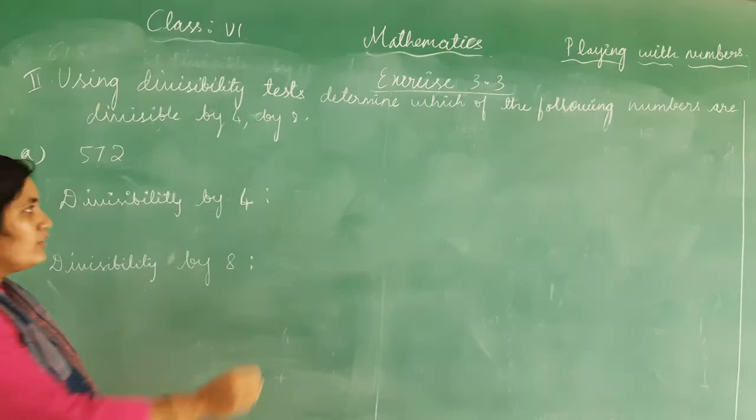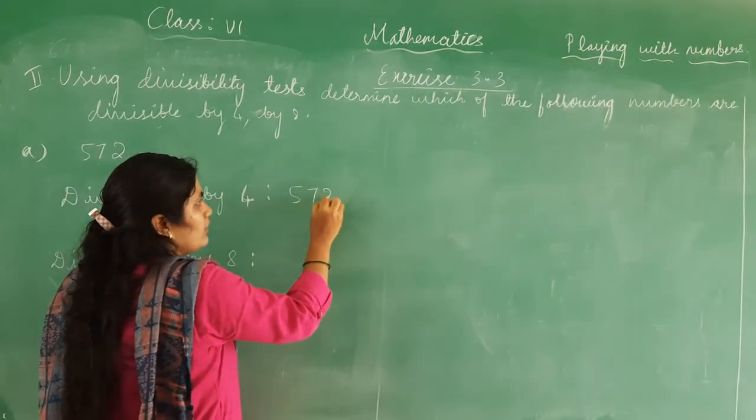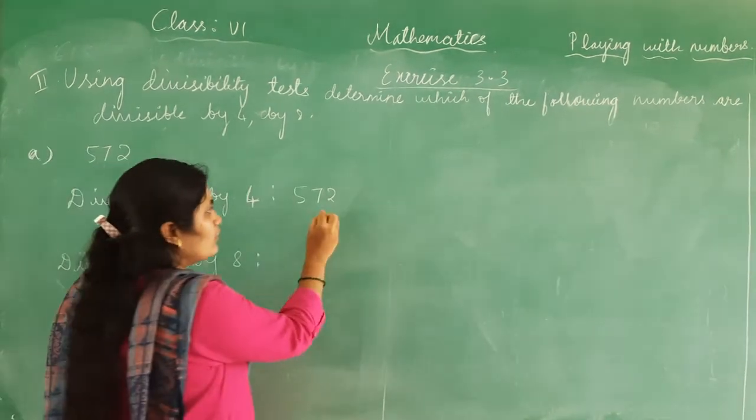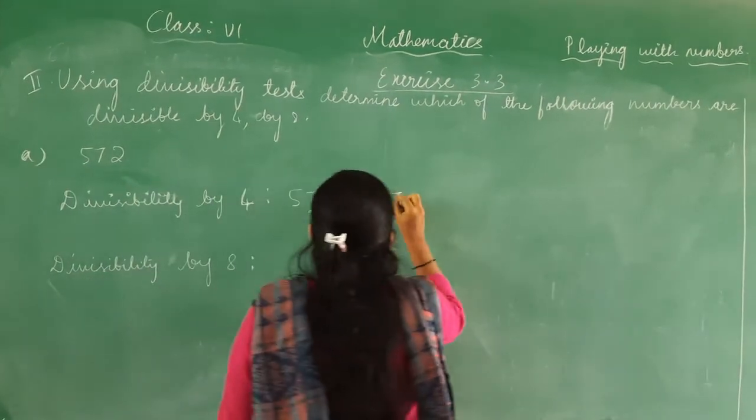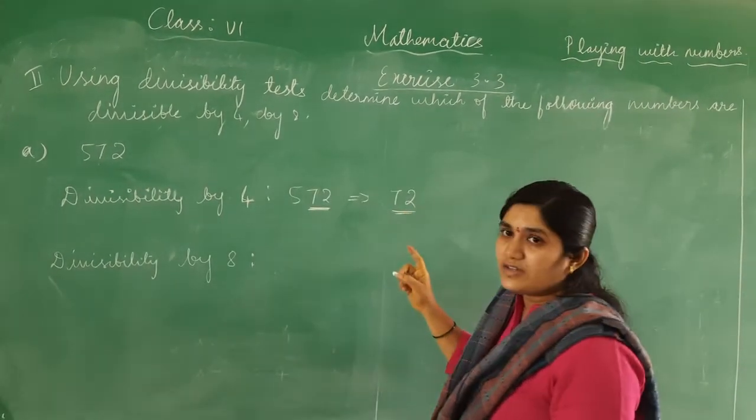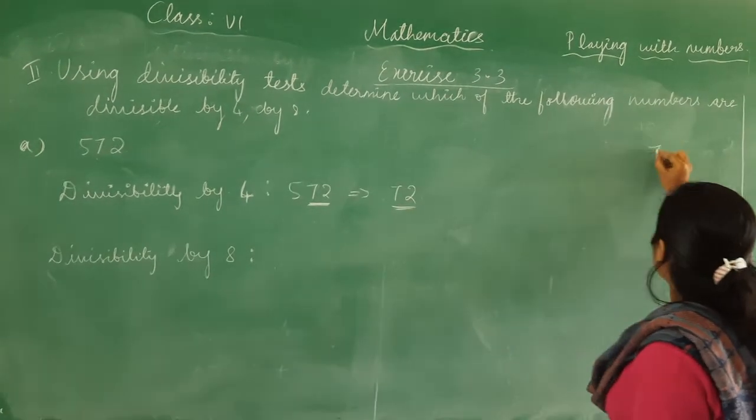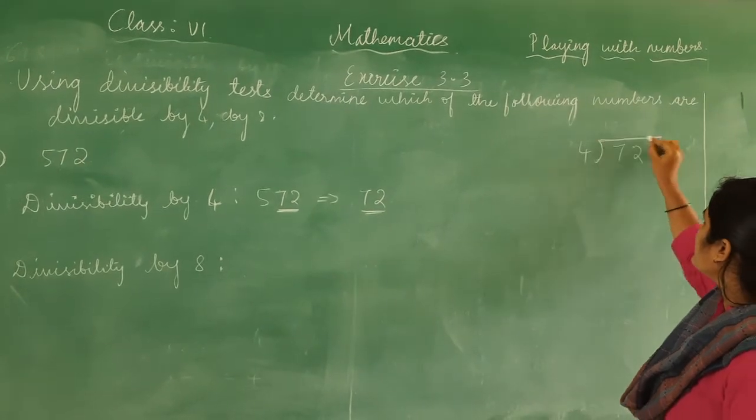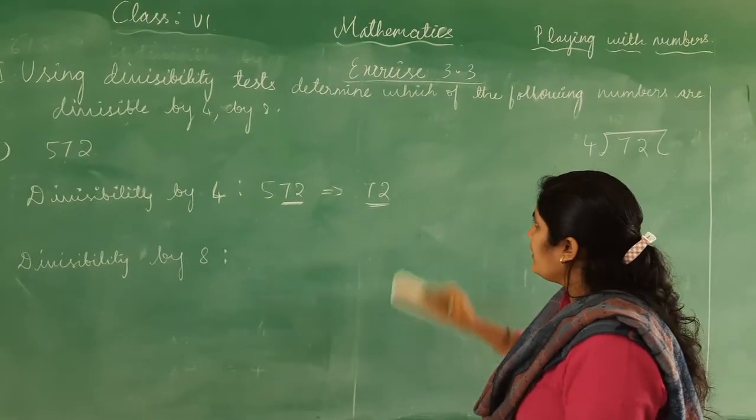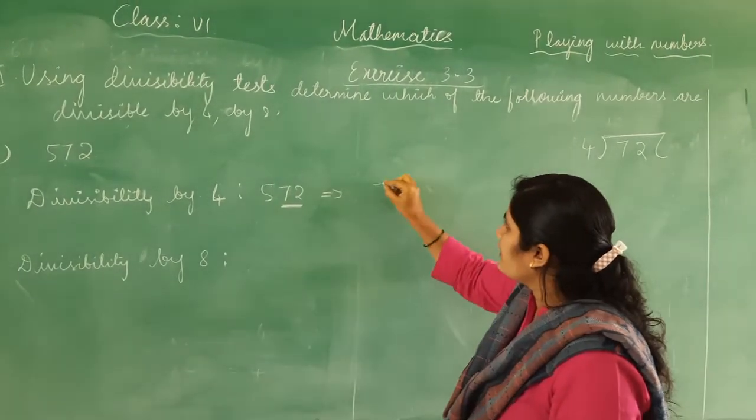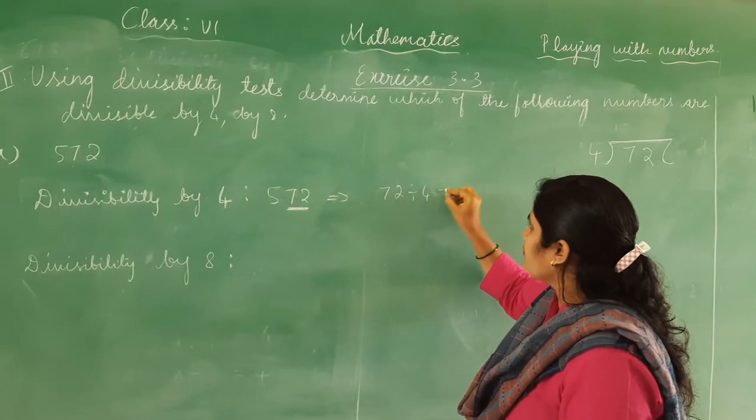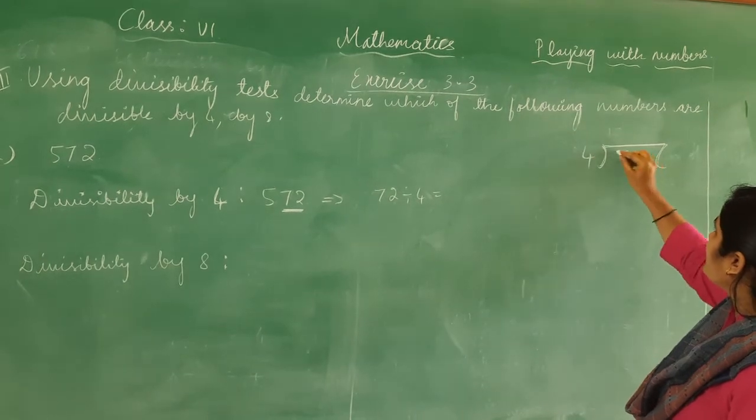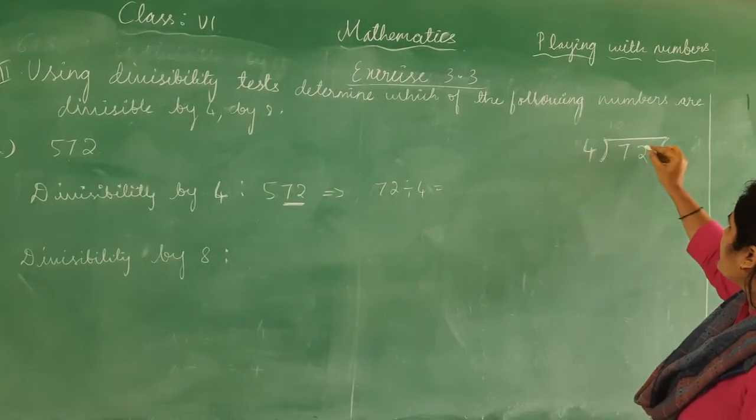Divisibility by 4. Let me write the number 572. According to the divisibility rule of 4, the last two digits should be divisible by 4. Is 72 divisible by 4 or not? Let me check by dividing. That is, 72 divided by 4. When we take the division, write 72 here and the divisor is 4.